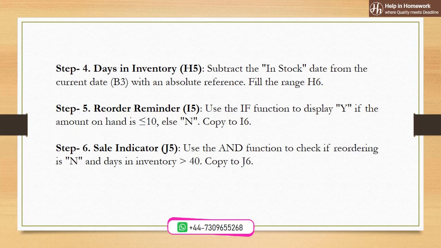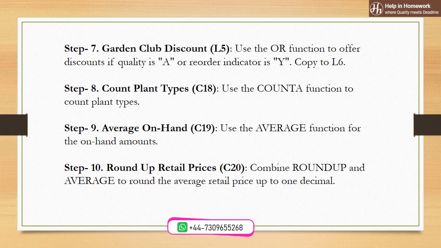Step 6. Sale indicator. J5: Use the AND function to check if reordering is N and days in inventory is greater than 40. Copy to J6. Step 7. Garden Club discount. L5: Use the OR function to offer discounts if quality is A or reorder indicator is Y. Copy to L6.